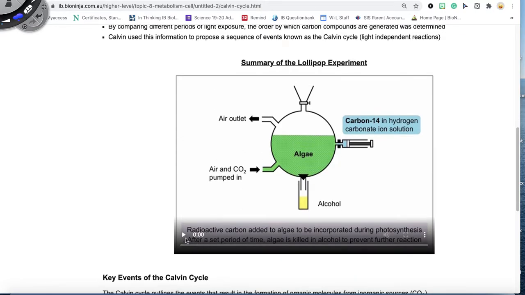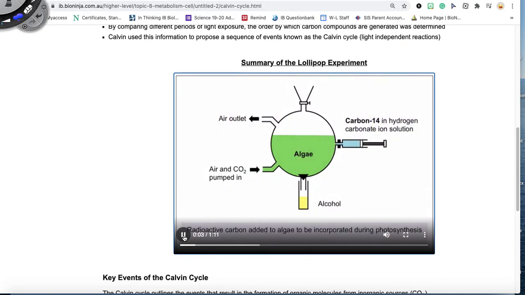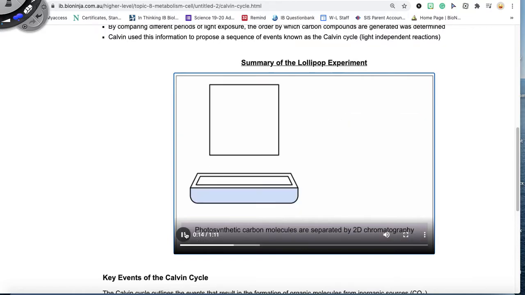Okay, so let's look at what's happening here. I'm going to play and stop. So here we see carbon-14 being injected into the algae, right? So photosynthesis is going to happen. And then at different time periods, the alcohol was injected or combined with the algae, right? So that would stop the metabolism.